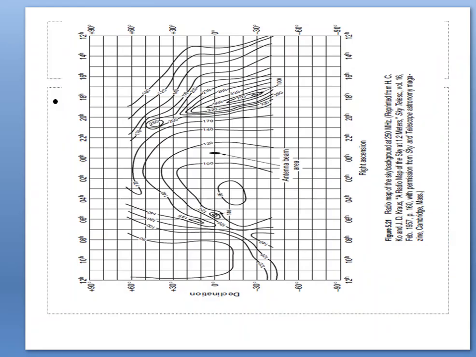Here we observe the radio map of the sky background at 250 MHz and the radio map of the sky background at 600 MHz.